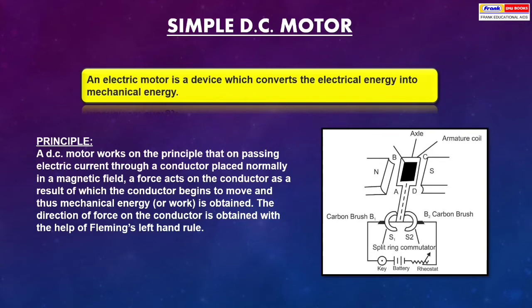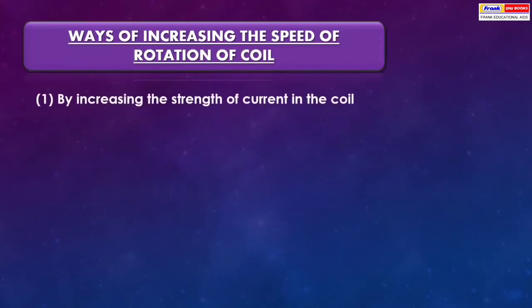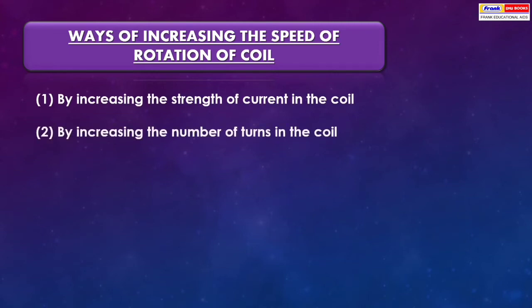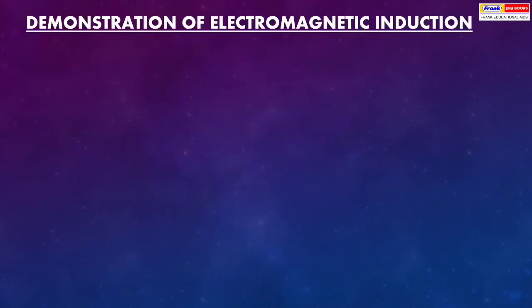Ways of increasing the speed of rotation of coil: by increasing the strength of the current in the coil, by increasing the number of turns in the coil, by increasing the area of the coil, and by increasing the strength of magnetic field. Demonstration of electromagnetic induction.